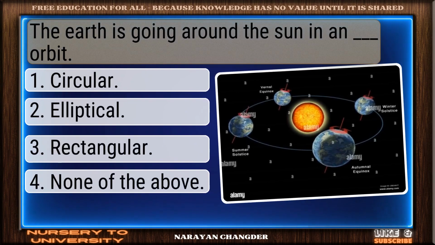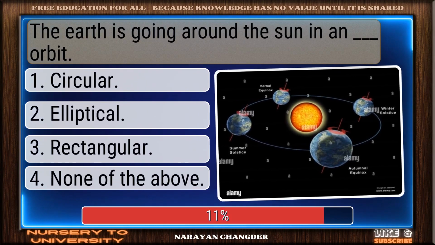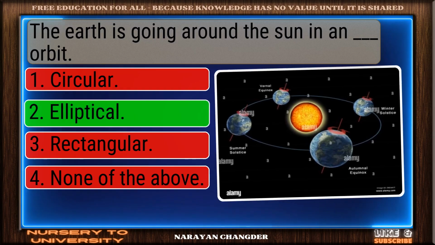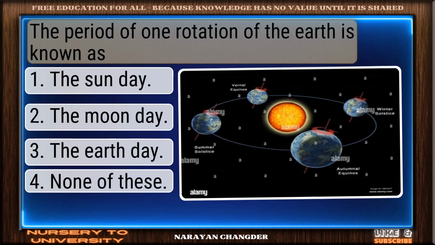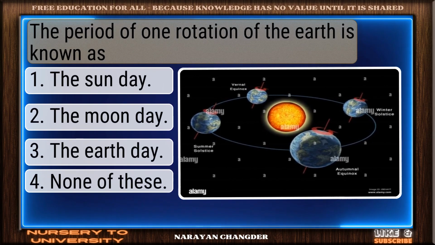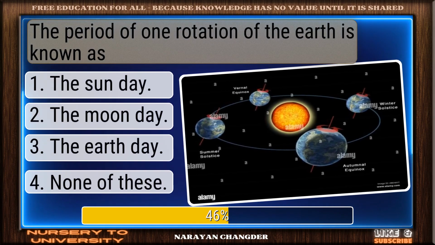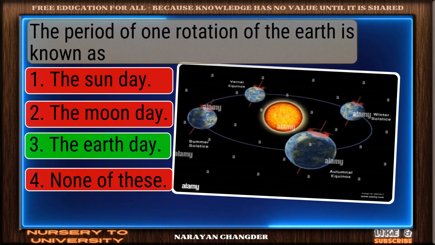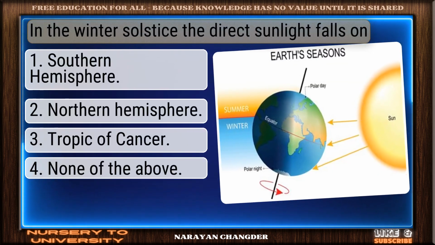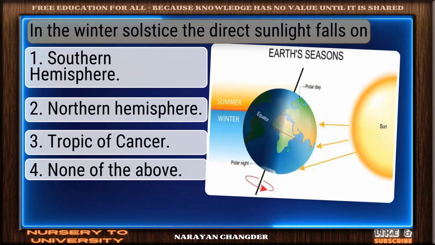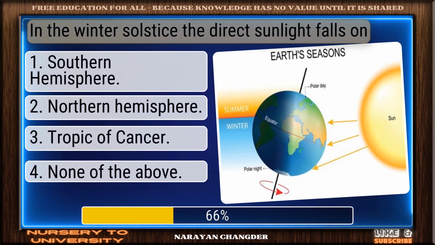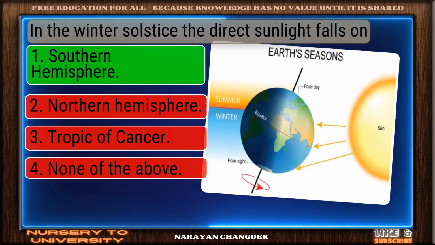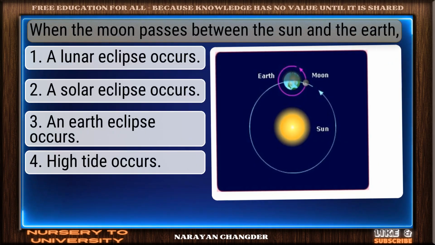The Earth is going around the Sun in a dash orbit. Correct. Elliptical is the right answer. The period of one rotation of the Earth is known as. Smart pick. The Earth day is the correct choice. In the winter solstice, the direct sunlight falls on. On track. Southern hemisphere is the correct answer.